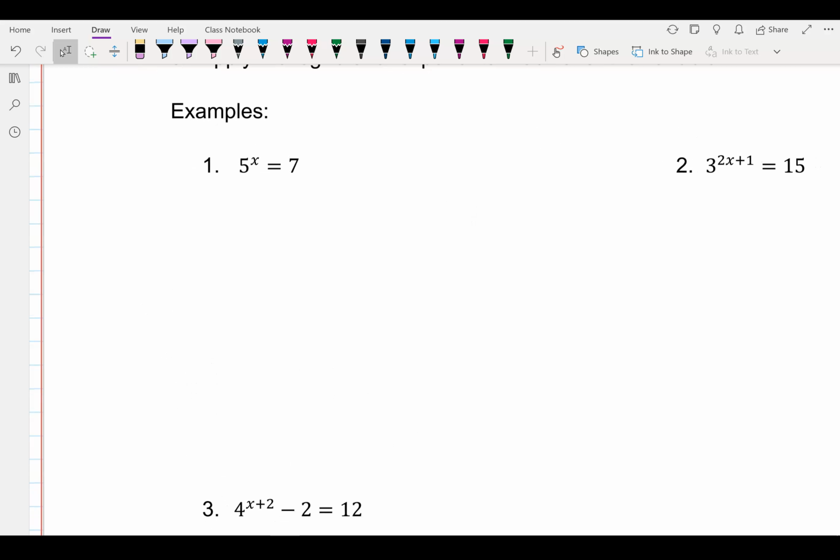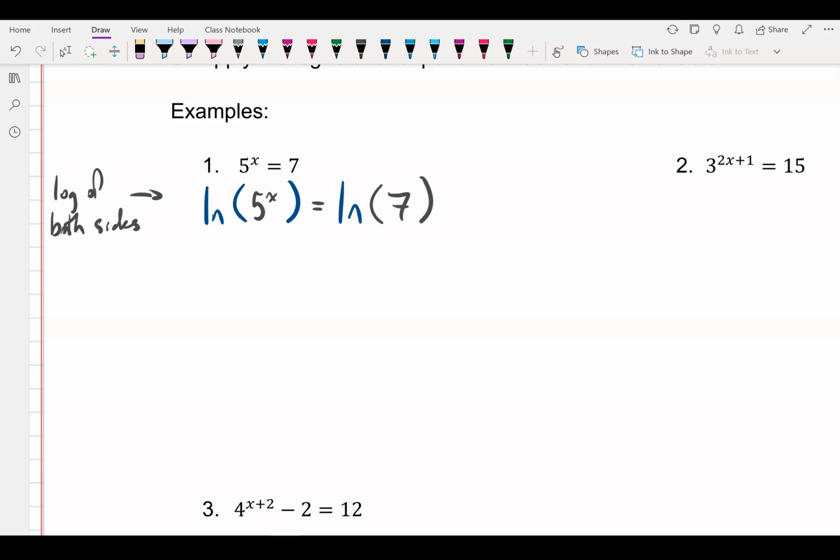Following the steps, we need to isolate the exponential expression. Step 1's already done, so we move on to step 2, which is take log of both sides. I'm going to choose to use natural log because it literally makes no difference. I took the log of both sides, and what that does is allows us to use our power rule.